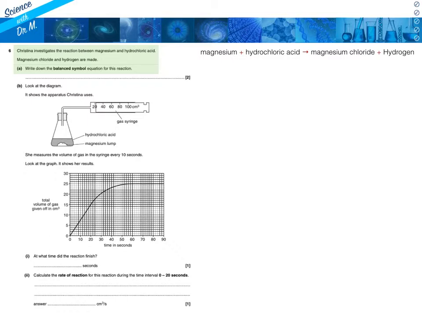Now, the next step is to turn that into a symbol equation. And some of this is quite straightforward. There's one little tricky bit around the magnesium chloride that you should watch. Okay, so let's just replace each of these words with our symbols from the periodic table, using a bit of our experience as well. So magnesium is Mg, hydrochloric acid is HCl.